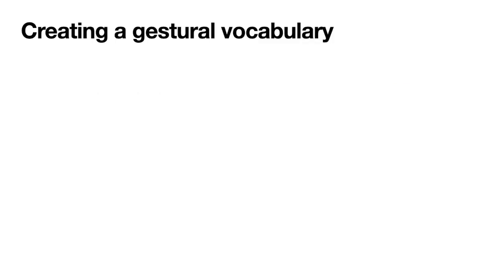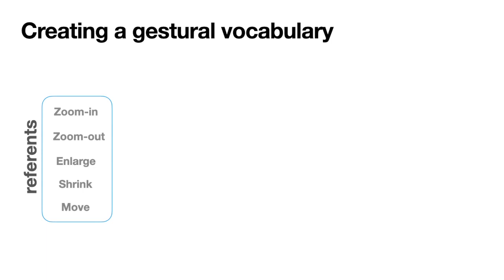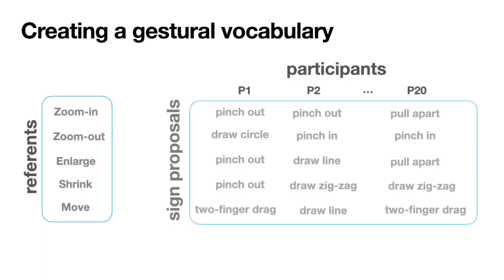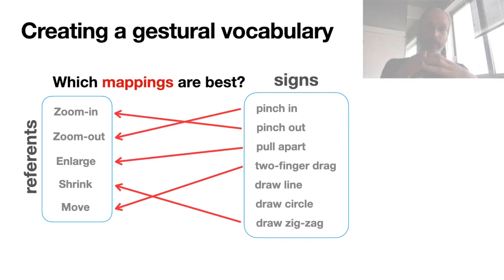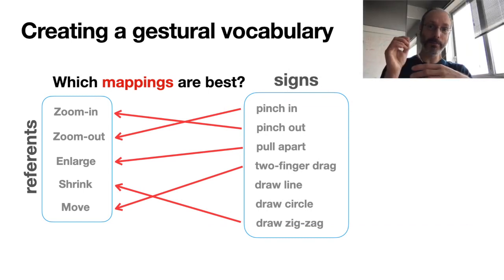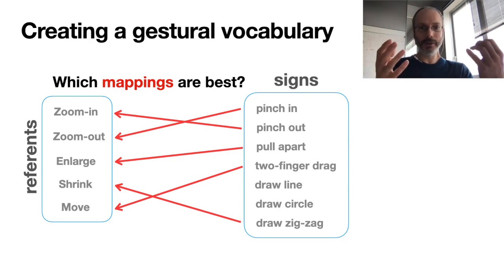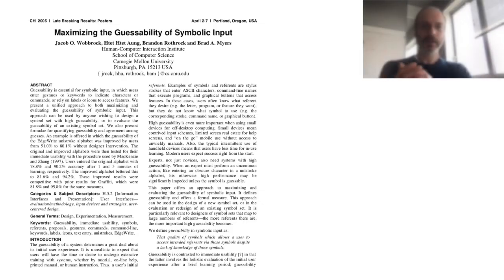Now, let's consider a set of referents, 20 participants and their sign proposals. Our goal is to use this data to find a good set of mappings between signs and referents. Or even better, we want to find the best possible mappings. But what is best? We need a metric for comparing different mappings, or in other words, we need an objective function. The quality measure that we can use is guessability.